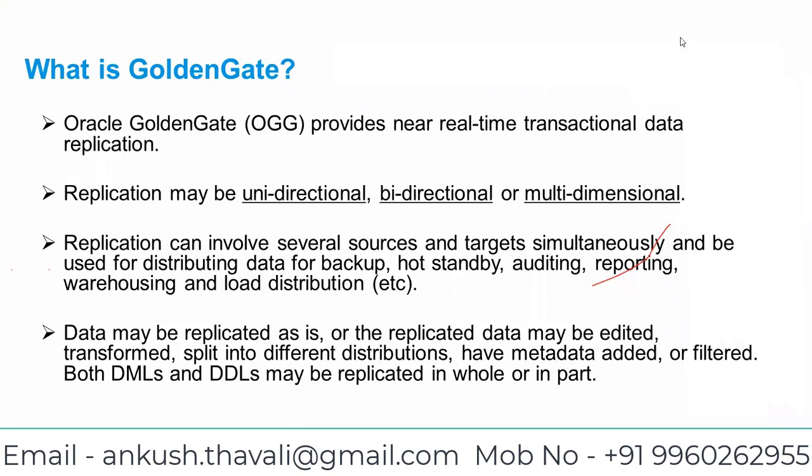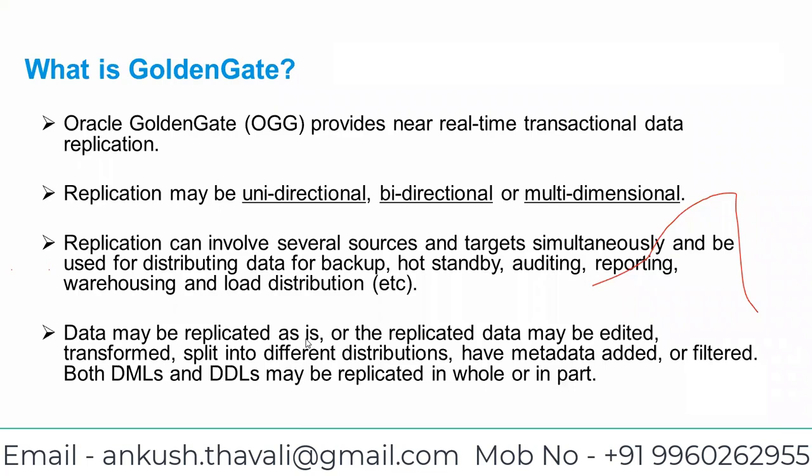Okay. Now with Golden Gate, data can be replicated as it is, or replicated data may be edited, transformed, split into different distributions, have metadata added or filtered. So with Golden Gate, the advantage is you can replicate the data as is without any data filtration and transformation. One of the major things with Golden Gate is it supports data filtration and transformation. So data filtration means, say for example, on source you have 10 schemas, on target you have 5 schemas. You want to replicate the data of only 5 schemas.